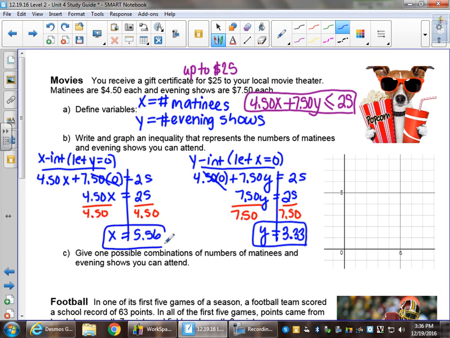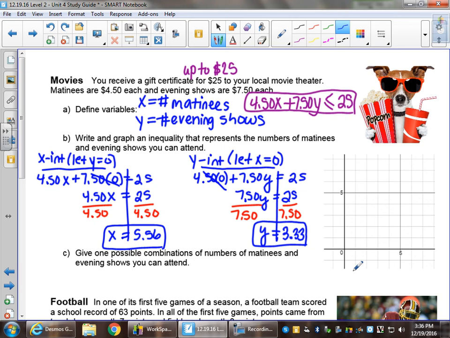It does make sense that we get decimals because if you think about it, if y is 0, that means you're not going to any evening shows, just matinee tickets. Very rarely does it work out that exactly $25 is usable, so to speak. Just because you have the $25, it's not going to work out evenly. Same thing here, x equals 0. You don't go to any matinees, you just go to evening shows. You can go to 3, and then you're going to have some change left over on the card, but not enough to use it for another show. Here, you can go to 5 matinees with some change left over. You can't make it to a 6th.